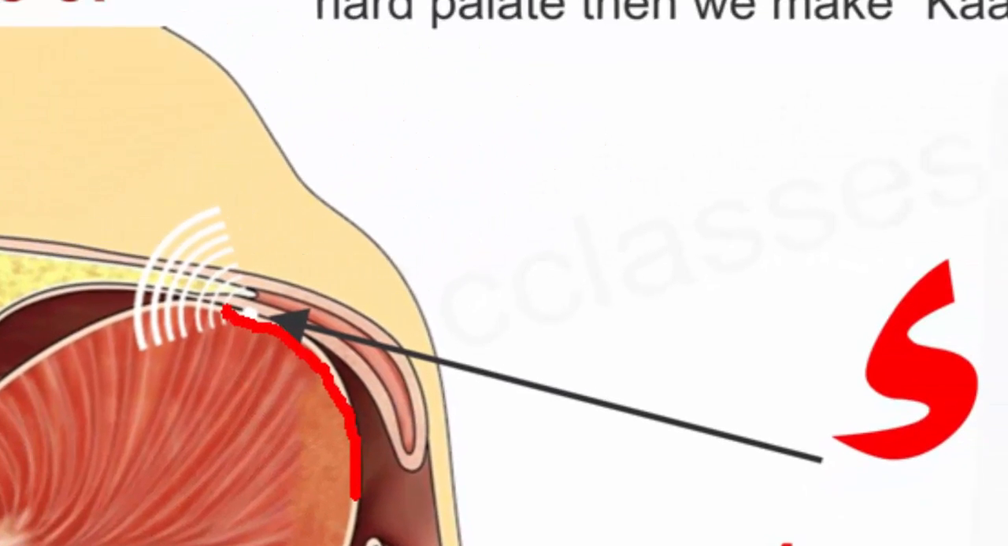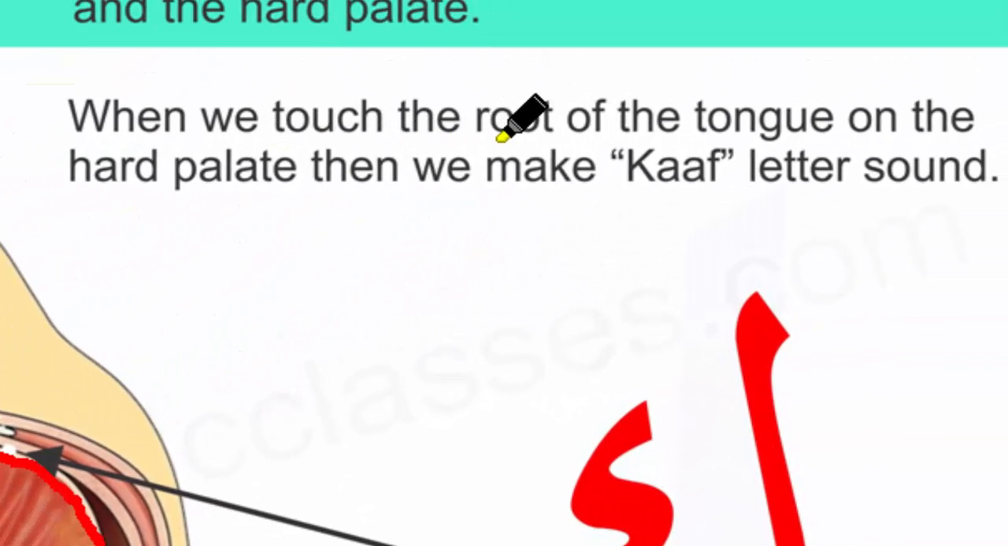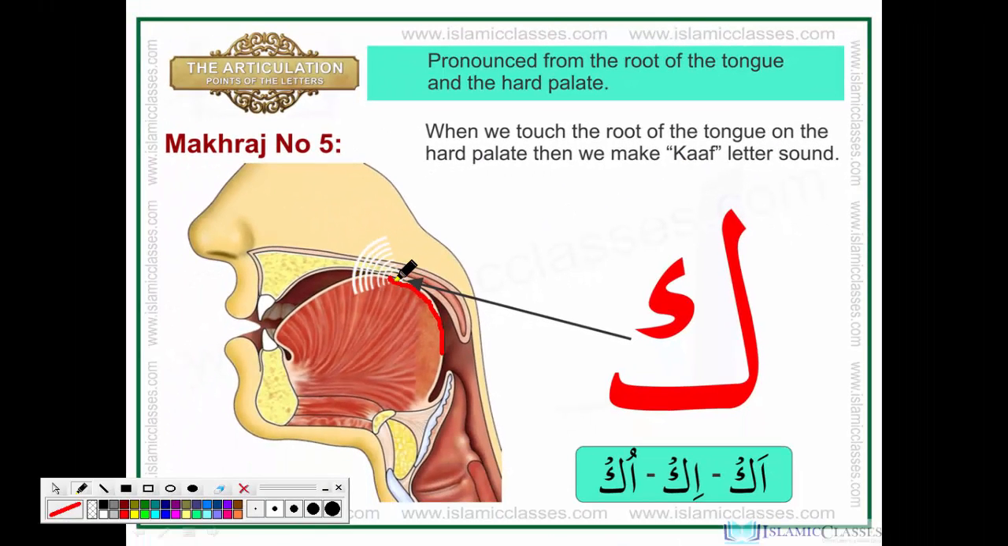So they are saying when we touch the root of the tongue on the hard palate, then we make the Qaaf letter sound. And the next is the hard palate. The hard palate is on the upside. Here, this one is the hard palate, which is the back side of the mouth. Now I remove this, and then we practice this letter, and you should listen carefully.